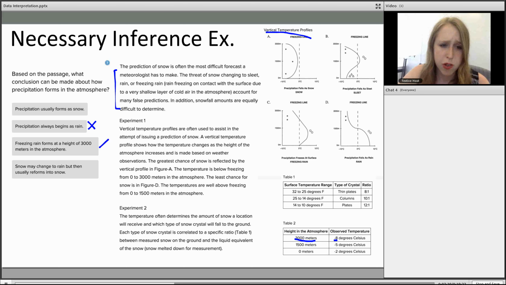And choice 4 tells us snow may change to rain, but then usually reforms into snow. That's directly contradicted by this figure D. We see that the snow is crossing the freezing line and just becoming rain. So it could go back to snow, but we can't assume based on the passage. So the only thing that we can safely say is choice A.